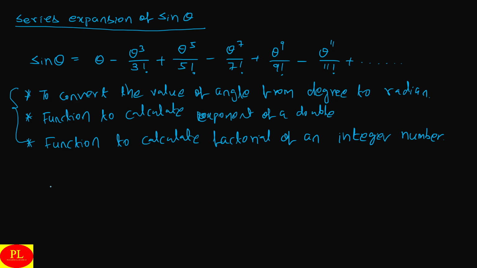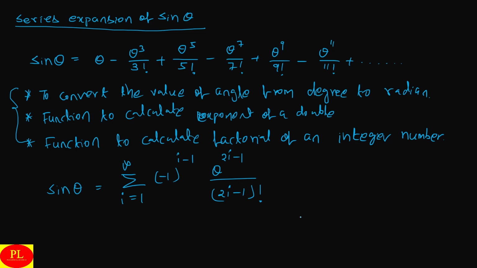And for the for loop, the general term will be sin theta equal to summation of I grows from 1 to infinity, minus 1 to the power I minus 1, then theta to the power 2i minus 1 divided by 2i minus 1 factorial. This is the ith term of sin theta series expansion.